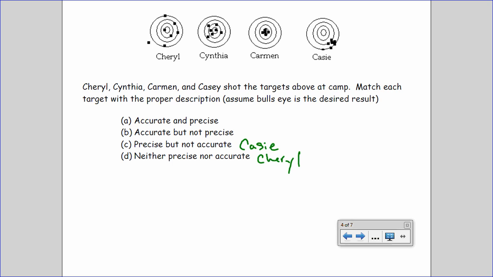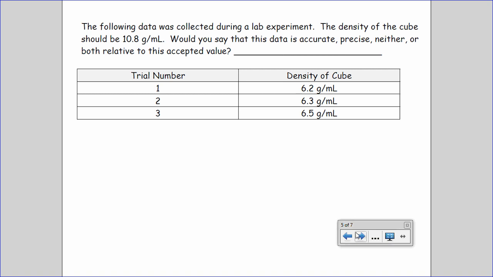Now we find somebody who's accurate but not precise. Cynthia. Cynthia seems to get her grouping pretty much towards the center of the target every time, but she's got a little bit of a precision issue. Okay. Now Carmen, on the other hand, now this is who I would want to be my sharpshooter if I was negotiating with terrorists, because she's got the most accurate and precise results of all the people at the summer camp. Okay. So check it out.